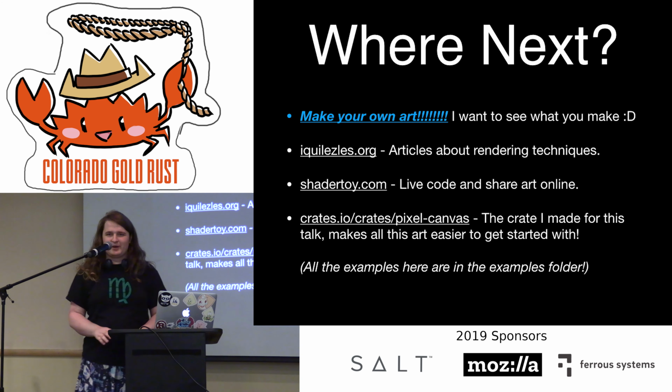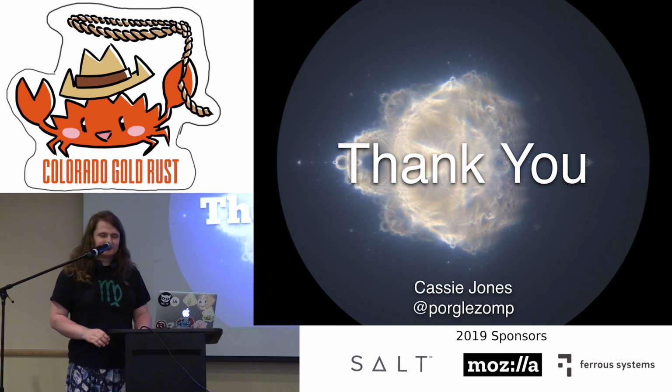So, what's the takeaway? Where do you go from here? I hope some of you make your own art. I want to see what you make, and if you do something with any of this, please send it to me on Twitter. You can work with the pixel canvas crate I made for this to get started really quickly. And you can look at some of the places I learned, like Inigo Quilez's blog to learn the details of raymarching and lots of different tricks you can do with that. Or look at Shadertoy, which isn't Rust, but lets you do some of these same kinds of tricks online in shaders. And that's what I have for you there.